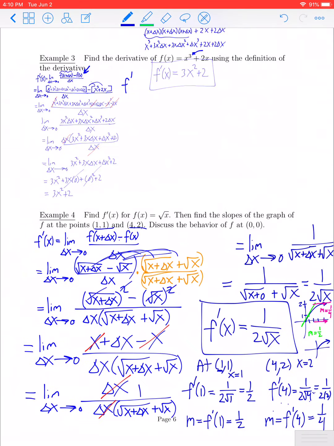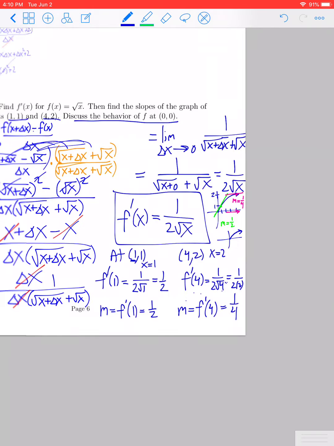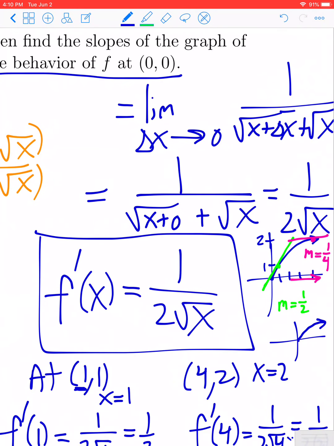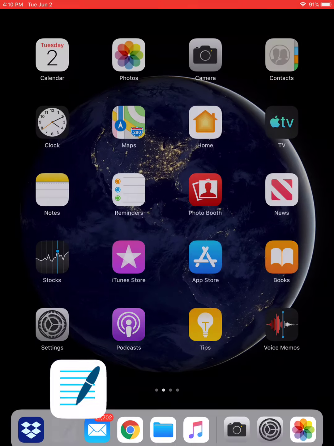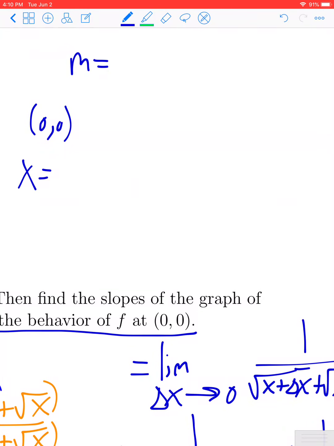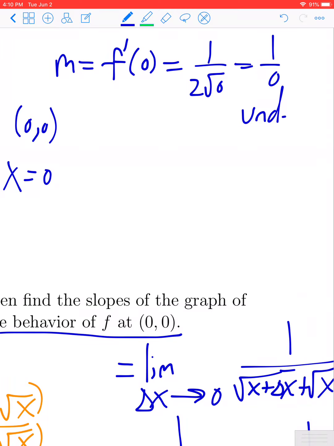There's another question. We haven't quite finished this problem yet. It said, discuss the behavior of f at (0, 0). So if I tried to ask the question, what is the slope of the square root function at x equals 0, I could try to plug that into my derivative. Here x would be 0, but we would get that f prime of 0 would be 1 divided by 2 times the square root of 0, which is 1 over 0, which is undefined. Not only is it undefined, but from what we saw in section 2.5, whenever you have a non-zero number divided by 0, that would indicate an infinite limit.